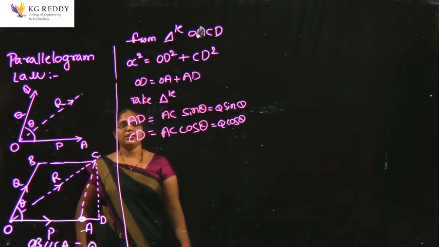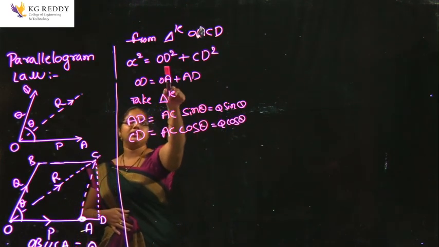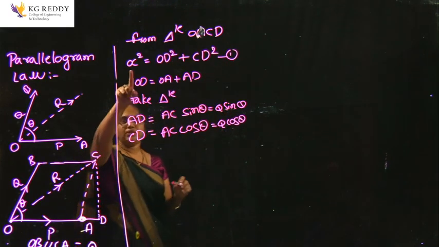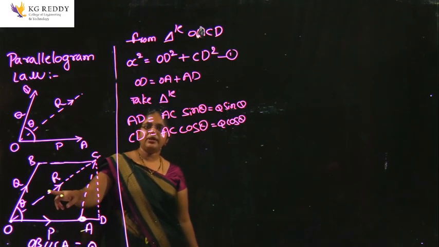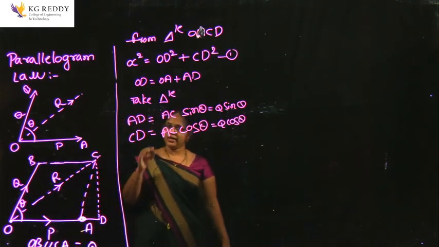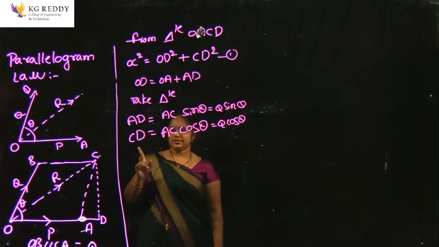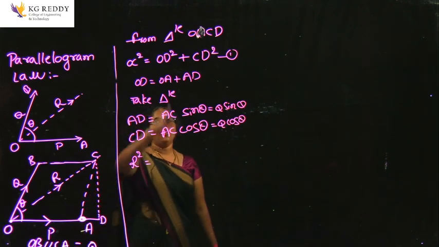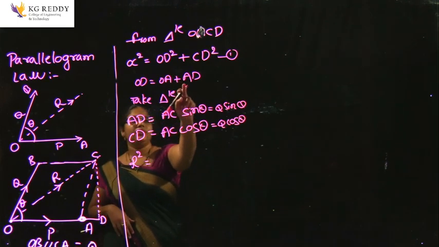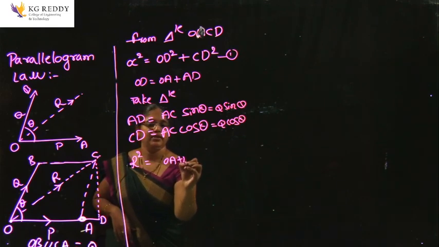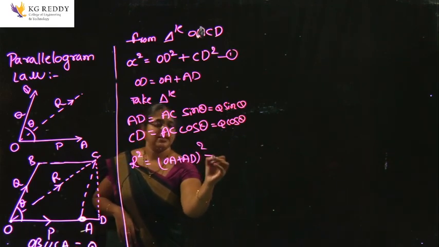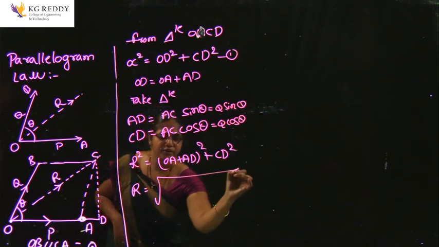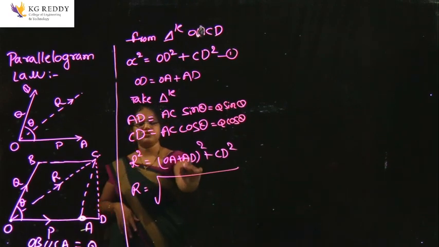From this representation I want to substitute these values in this equation 1. Let us take this as equation 1. Here OC is what we are going to find, the resultant, right. So, this is the resultant R. Substitute: R square equals OD square, and OD square is OA plus AD whole square, plus CD square. I want only the R value, so R is under root of, let us substitute the values, right.